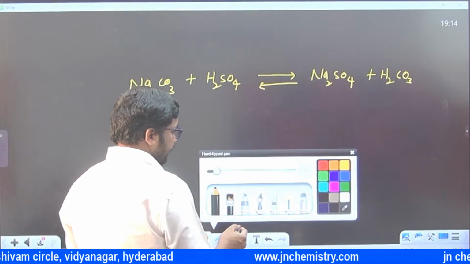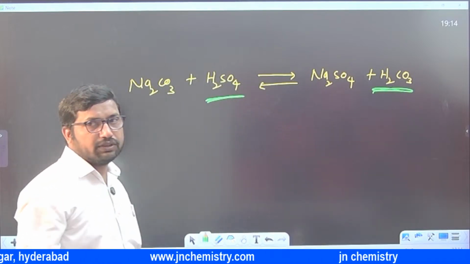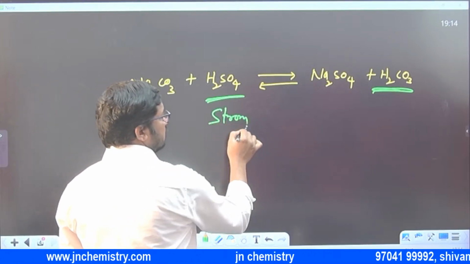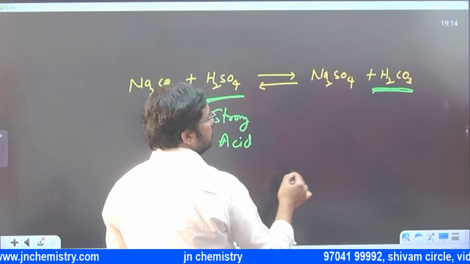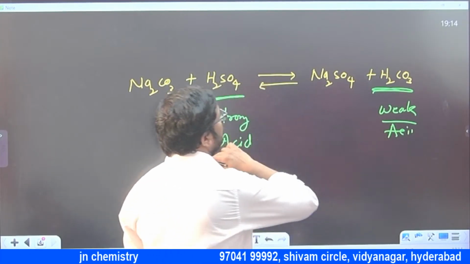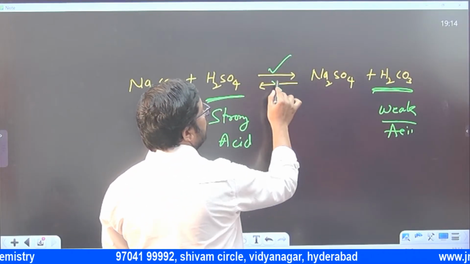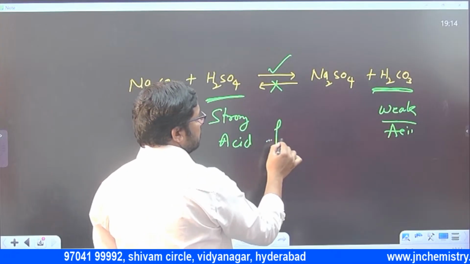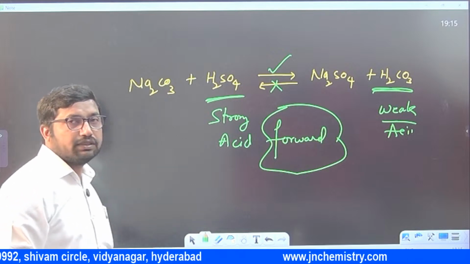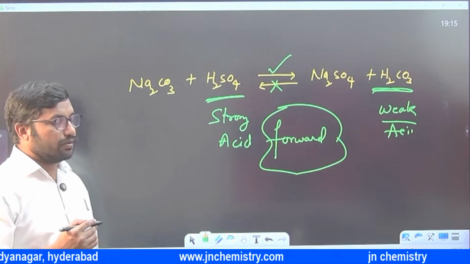For example, H2SO4 and H2CO3. I told you the strong acid and weak acid. H2SO4 is obviously a strong acid and H2CO3 is a weak acid. So strong to weak takes place, which means the forward direction takes place but not backward. Very, very important concept: always reactions move from strong to weak but not weak to strong.